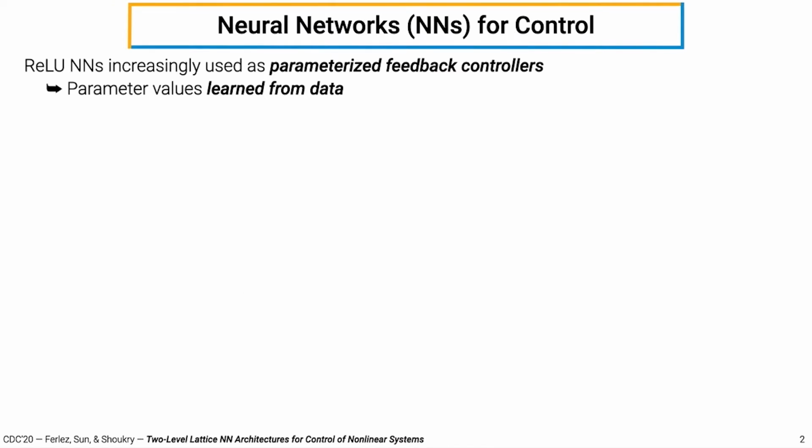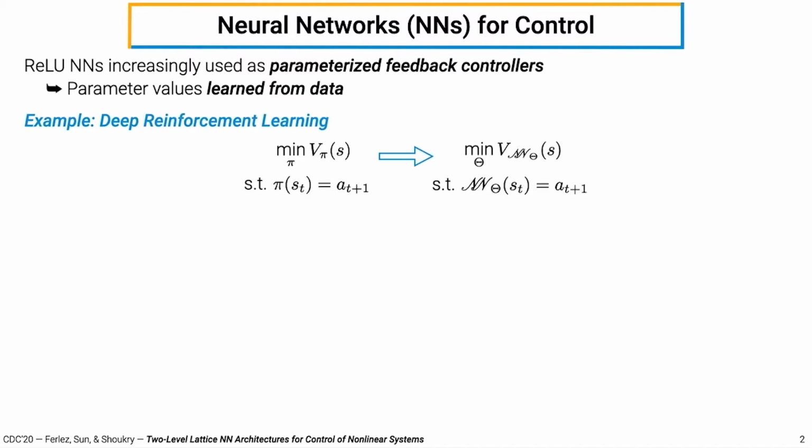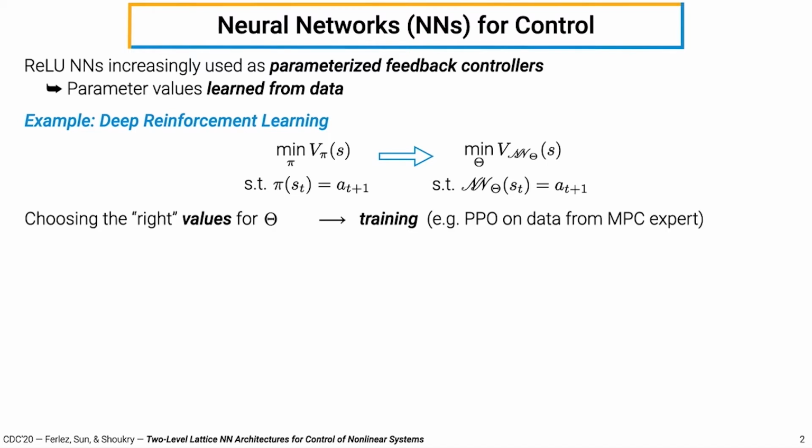ReLU neural networks are increasingly used as parameterized feedback controllers, where those parameters are learned from data rather than being designed analytically. For example, in deep reinforcement learning, instead of learning a general policy pi, we use a neural network and learn a policy by learning neuron weights and biases. Choosing the right values for these weights and biases is a problem that's been studied for a long time. This is called training. In deep RL, we can use the PPO algorithm on data from an MPC expert, for example.